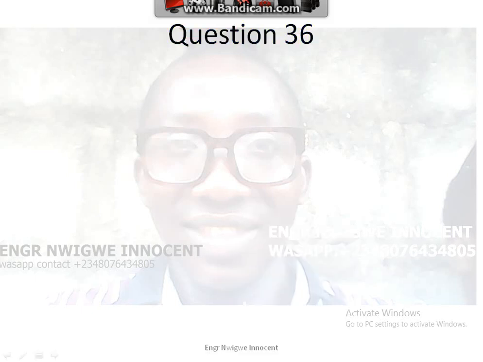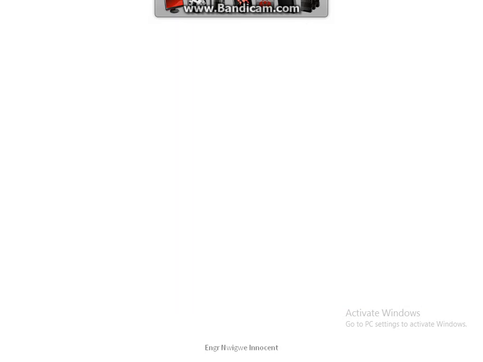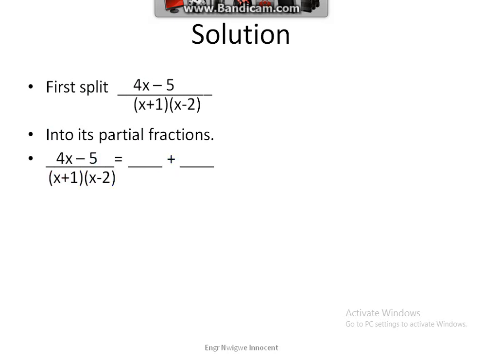Question 36. Evaluate the integral of (4s - 5) over (s + 1)(s - 2) ds. Solution. Split (4s - 5) over (s + 1)(s - 2) into its partial fractions. We now have (4s - 5) over (s + 1)(s - 2) equals A over (s + 1) plus B over (s - 2).